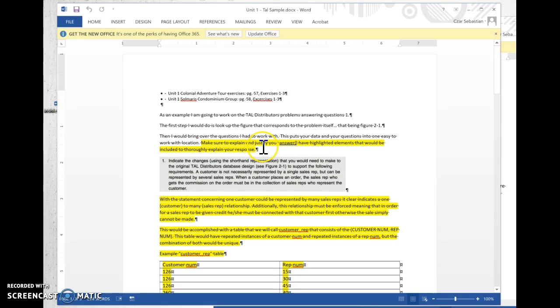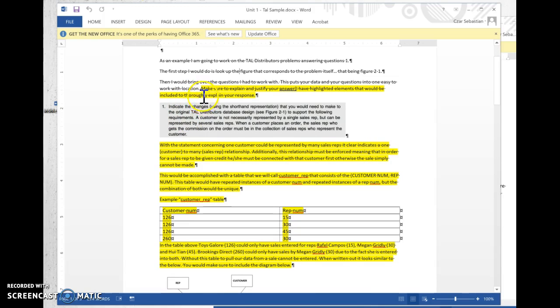Make sure to explain and justify your answer. I have highlighted elements that would be included to thoroughly explain your response. So you're aware that not only do I have to answer the questions, but I have to tell you my thought process behind it.